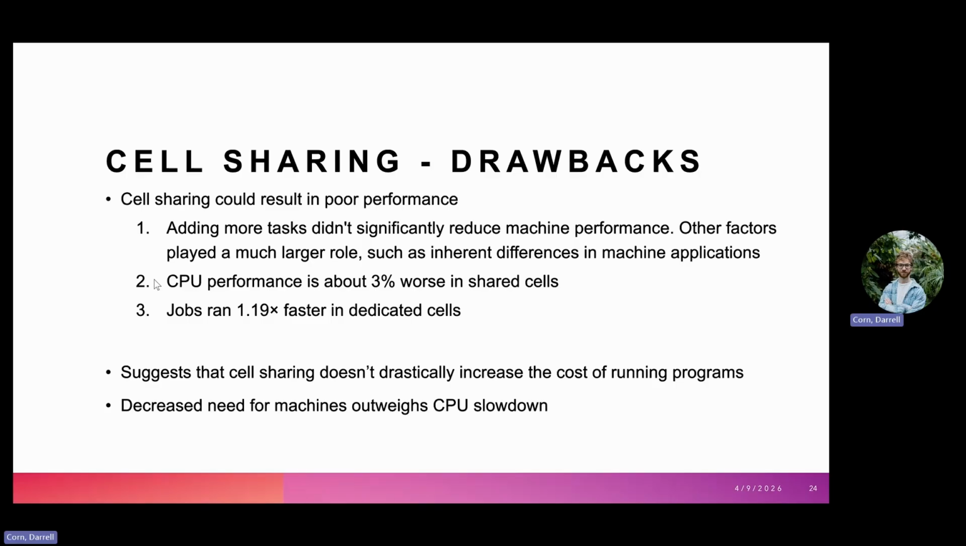Secondly, the authors found that CPU performance in shared cells was only about 3% worse when compared to dedicated cells. And thirdly, they found that jobs ran about 1.19 times faster in dedicated cells. So overall, the authors concluded that these drawbacks were pretty minor and didn't outweigh the benefits of decreasing the required number of machines.